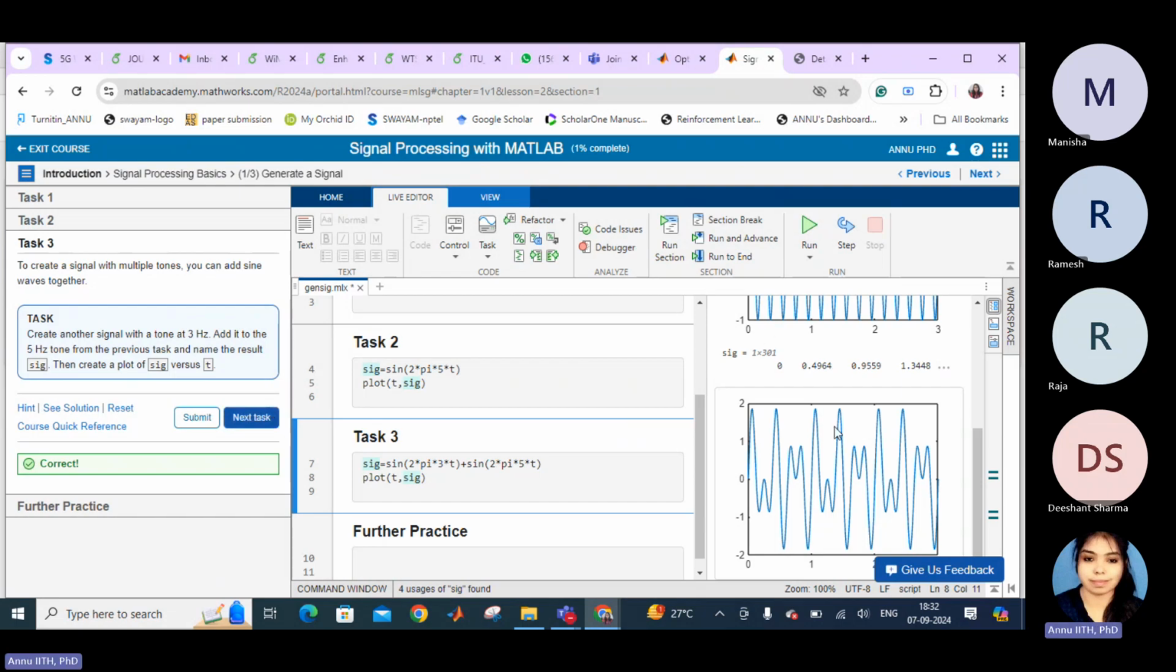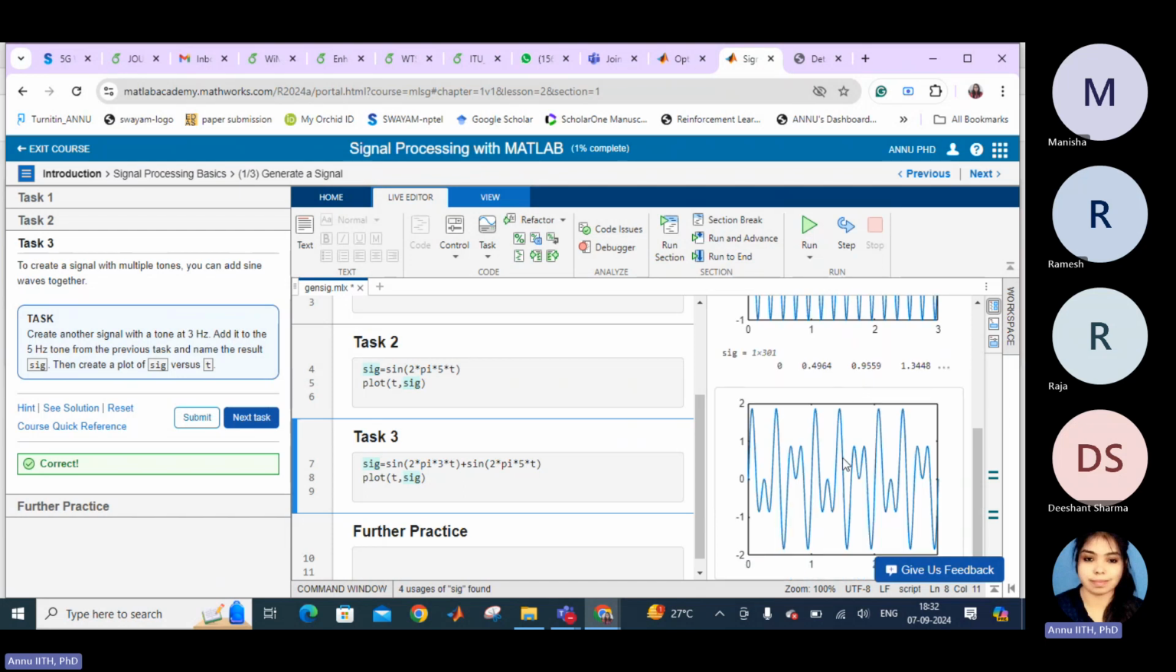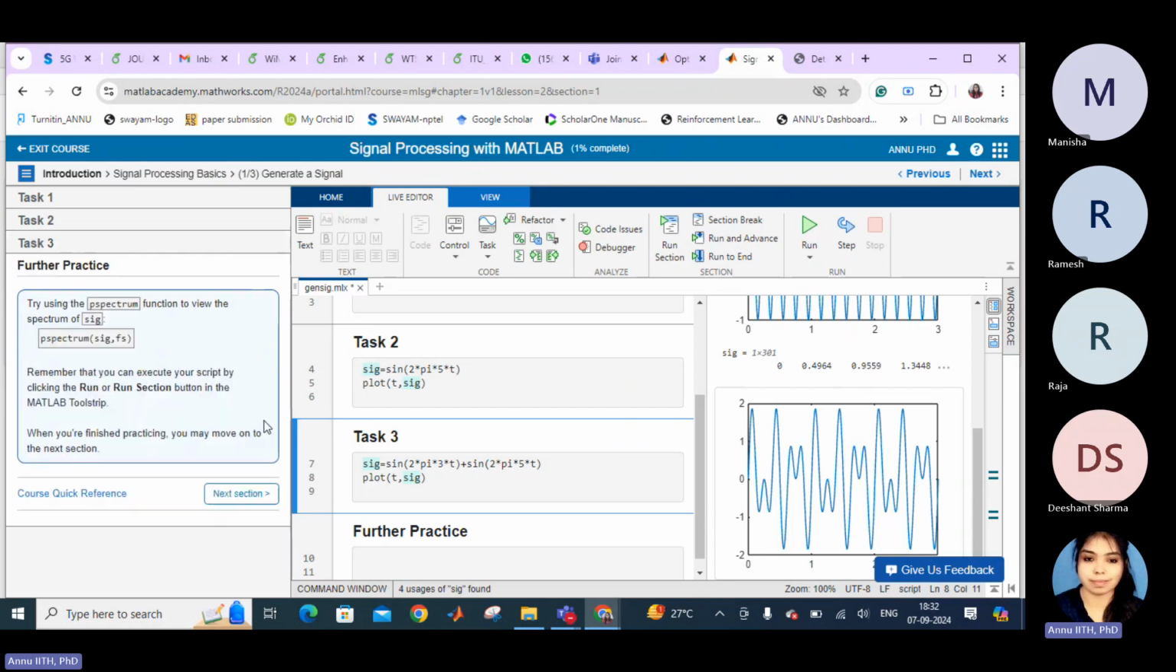That's great. So you can see here the single tone frequency, how it looks, and how the multiple tone frequency looks. That's great, right? So now try using the power spectral function to view the spectrum of this. So let us have this power spectrum, okay?